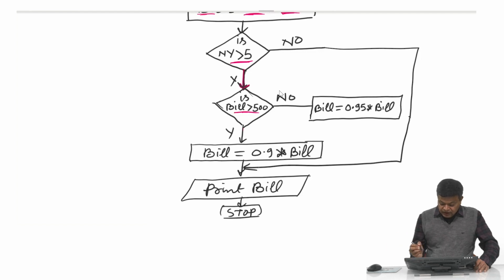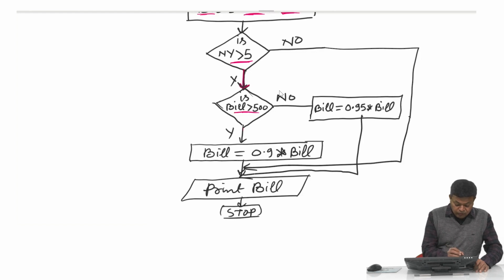And then what do I do after this? Because now I have calculated and given the discount, I need to print bill. So I will come down here, print bill, and I will stop. Some of you must be using a new variable, net bill. You can do that also. Net bill is equal to 0.95 of the bill. You can write like that also, but in my case, I have stored it in the same variable.